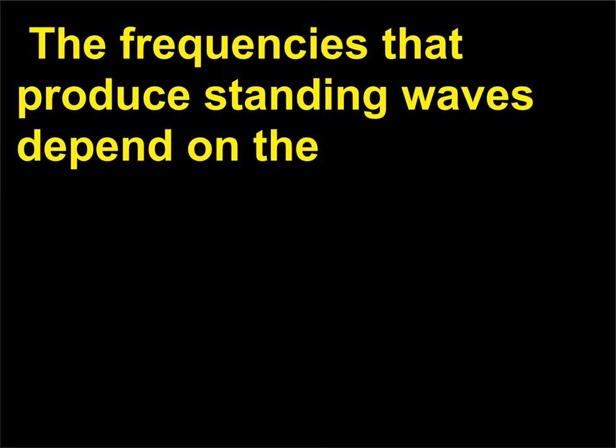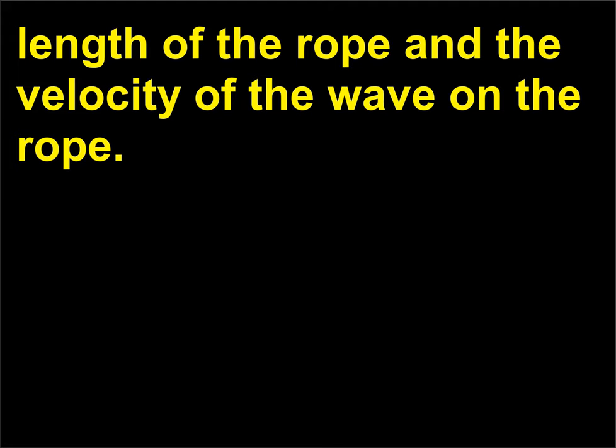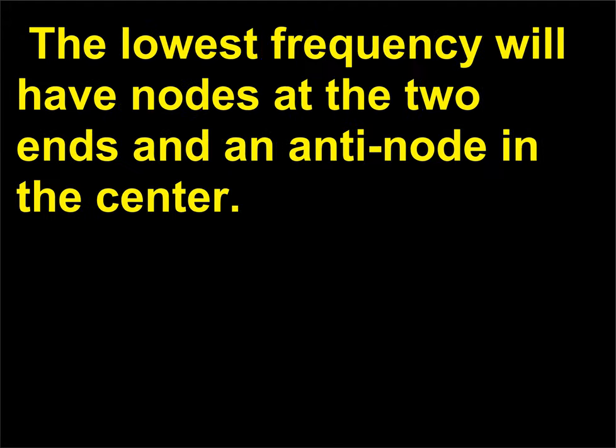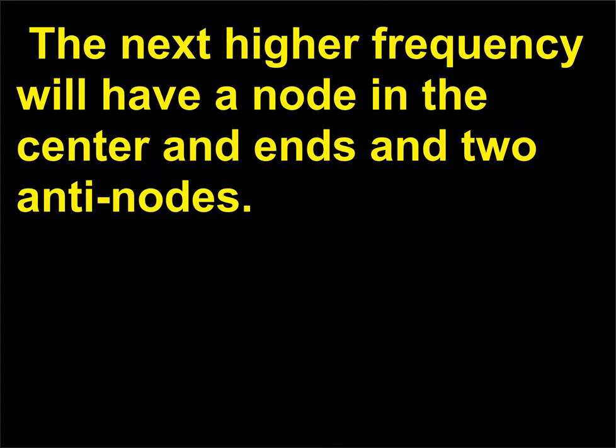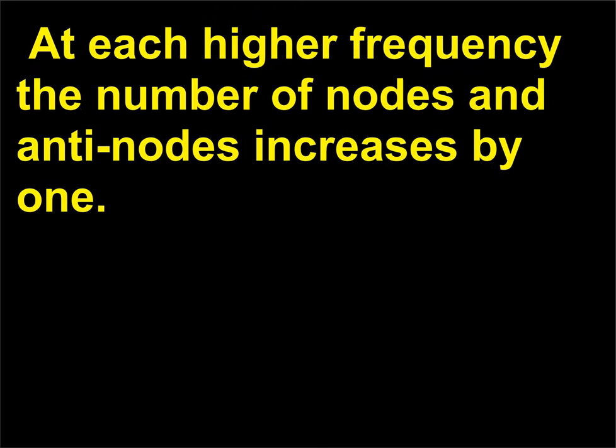The frequencies that produce standing waves depend on the length of the rope and the velocity of the wave on the rope. The lowest frequency will have nodes at the two ends and an antinode in the center. The next higher frequency will have a node in the center and at the ends, and two antinodes. At each higher frequency, the number of nodes and antinodes increases by one.